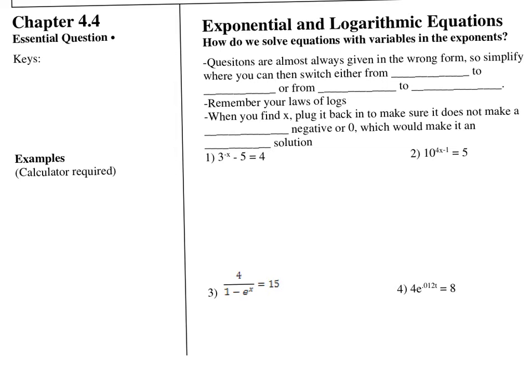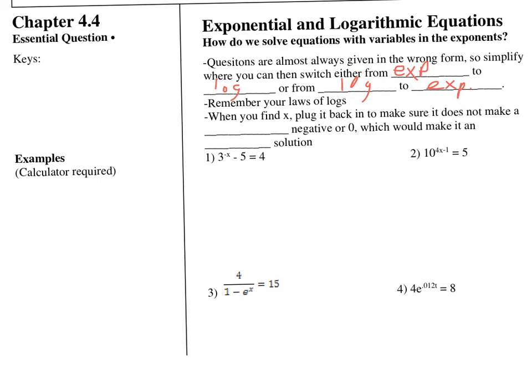It says questions are almost always given in the wrong form. So if you have an exponential function, you're probably going to be switching it to log form. And if you have a log form, you're probably going to be switching it into an exponential function. Kind of just the way these work. It's always the wrong form. All right, remember your laws of logs if applicable.